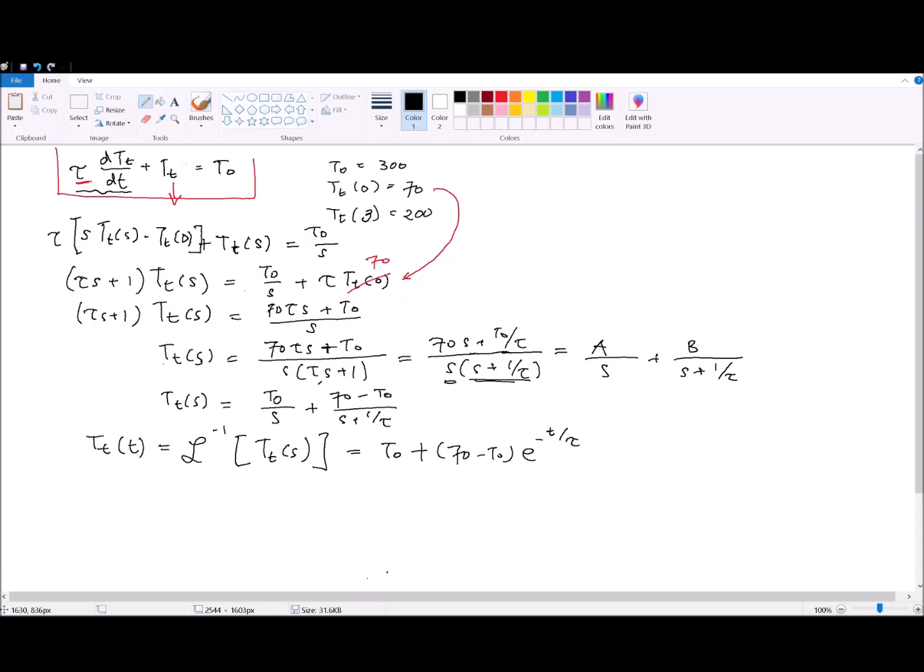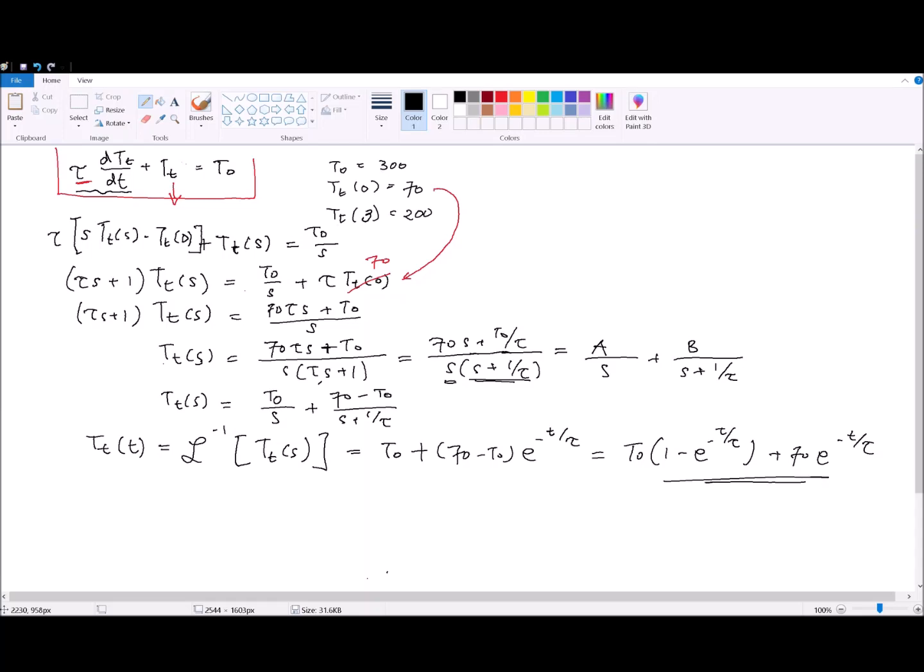Okay, now let me rewrite it to make it nicer. This will be equal to T naught times 1 minus exponential of minus t over tau, plus 70.